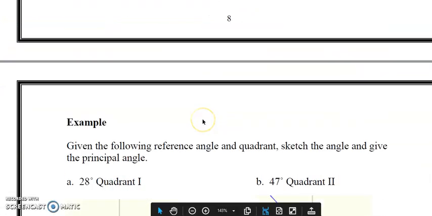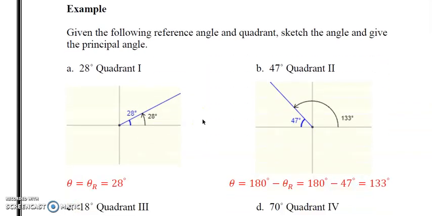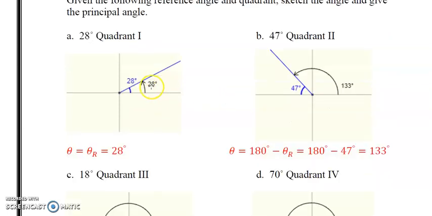I think I'll end the video here, and then we'll pick up on page 9 with the reference angles as well. Okay? And then I think we'll go to this page. We got 3 more minutes left. Given the following reference angle in the quadrant, sketch the angle and give the principal angle. So the principal angle is basically going the opposite direction from what we did before. So reference angle of 28 in quadrant 1, the principal angle is also 28.